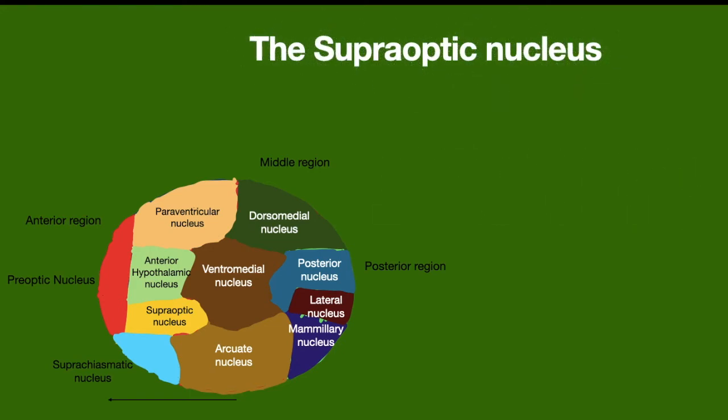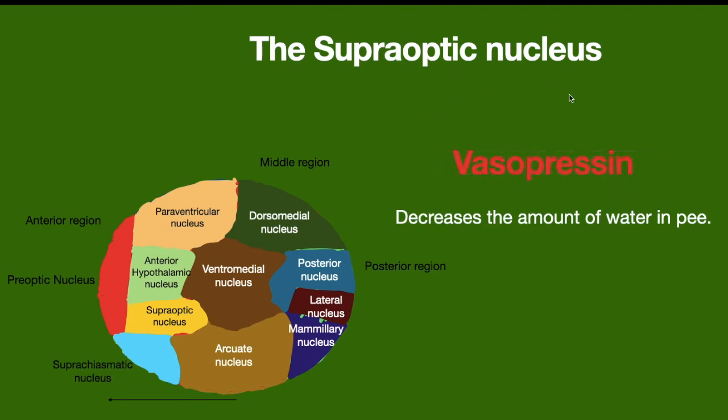The next part is the supraoptic nucleus. And that's this yellow part over here. And it's important for decreasing the amount of water in your pee. So actually in your pee there's 90% water. So the supraoptic nucleus just decreases that because you're wasting water when you have so much water in your pee. So the supraoptic nucleus also produces vasopressin, which is the hormone that helps decrease the amount of water.